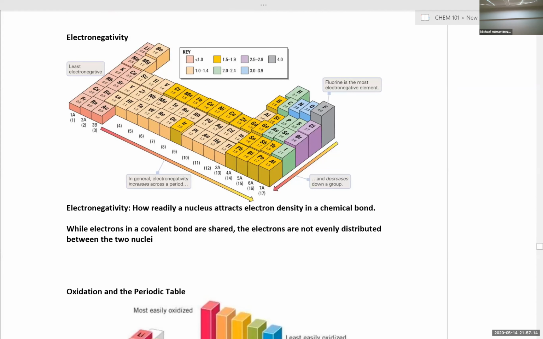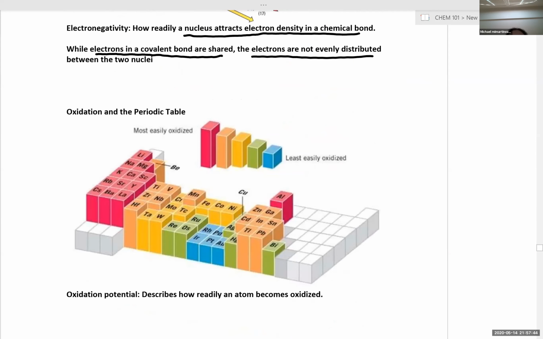Okay, so what we're next going to talk about is the concept of electronegativity and how it influences bond polarity. So here's our classic table of electronegativity. Fluorine is the king of electronegativity. Electronegativity describes how readily a nucleus attracts electron density in a chemical bond. When electrons in a covalent bond are shared, the electrons are not evenly distributed. Now, if you compare electronegativity to oxidation potential, your most easily oxidized atoms are your least electronegative.